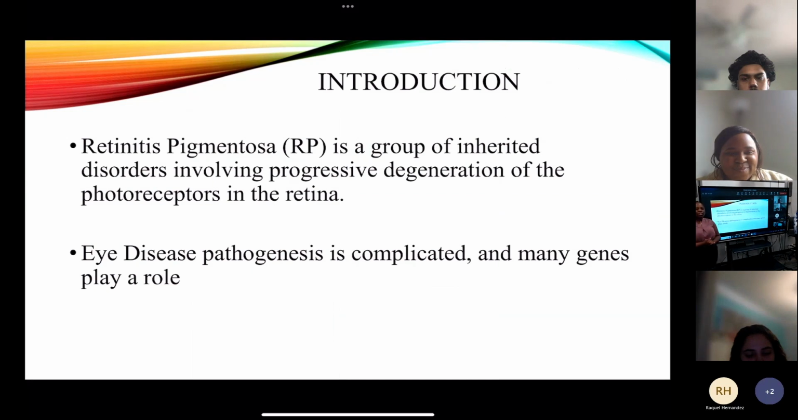Thank you, Sandra. So what is retinitis pigmentosa? Retinitis pigmentosa is an inherited disorder characterized by abnormalities and degeneration of the photoreceptors. So these are the rods and the cones in the retina, and it causes progressive visual loss. As we all know, genes play a significant role in the pathogenesis of eye diseases. So with retinitis pigmentosa, there are over 40 genes associated with it.